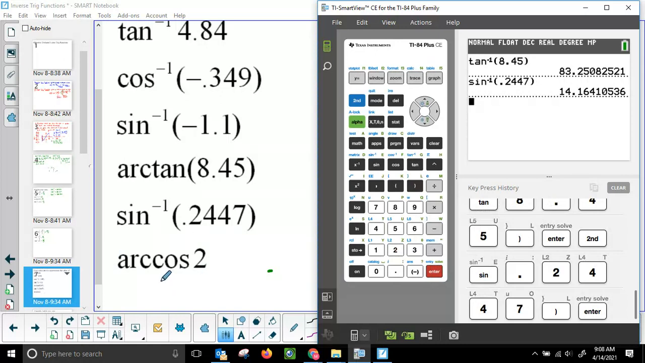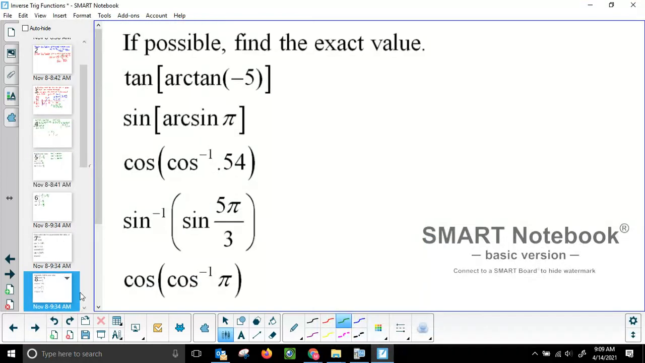No ideas? 50-50 chance, right? Yes or no? It's a true or false question. Who has a guess? No. I like no. All right? Because cosine and sine work the same way, as in you can only plug in things between negative 1 and 1. 2 is not between negative 1 and 1. So we would get an error there. Okay.